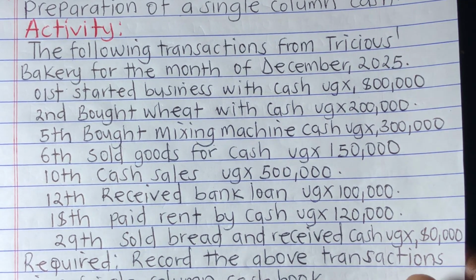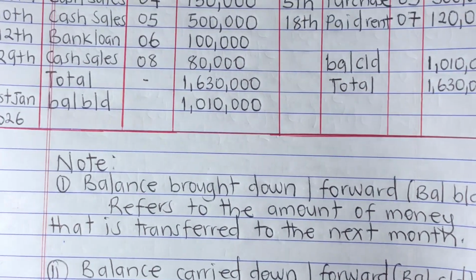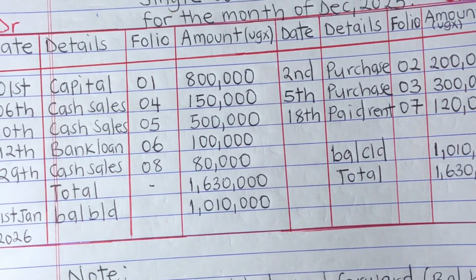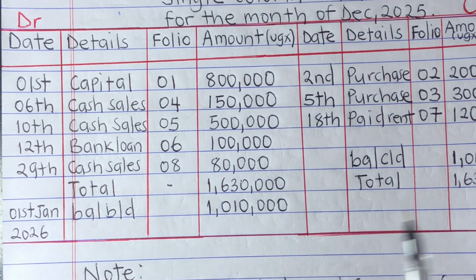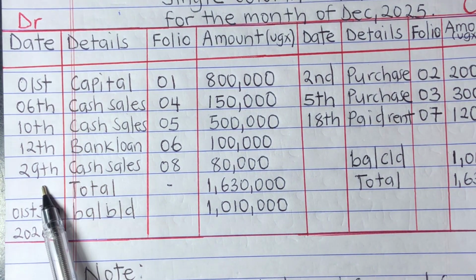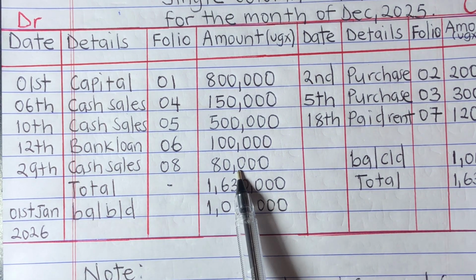So we record this on the debit side. So 29th is going to be recorded on the debit side as you see here. So we record 29th cash sales. Let's give it folio number 08, and it is 80,000.